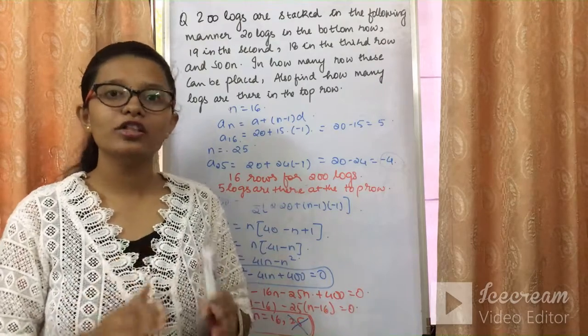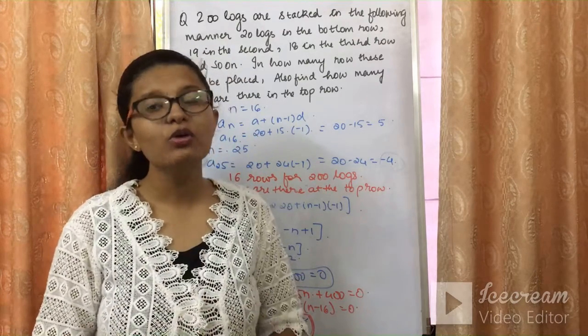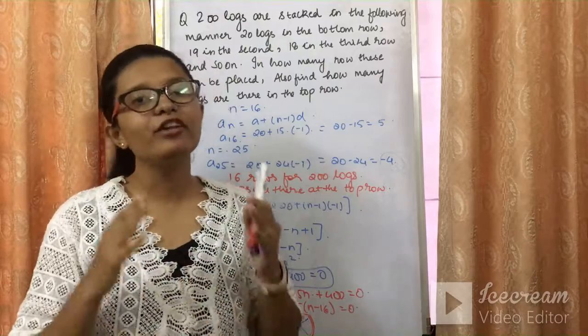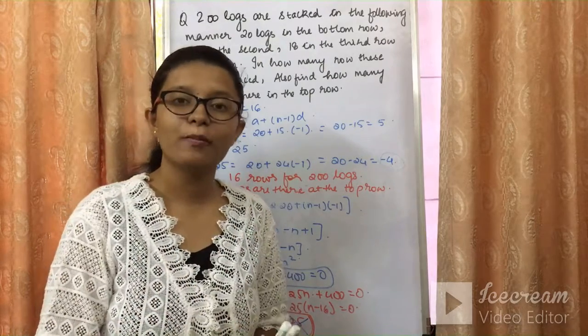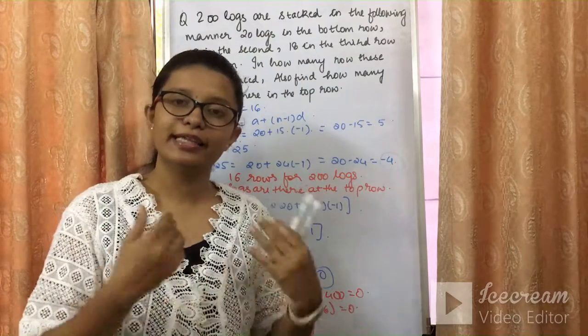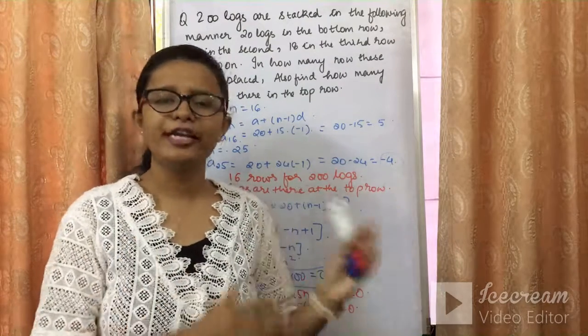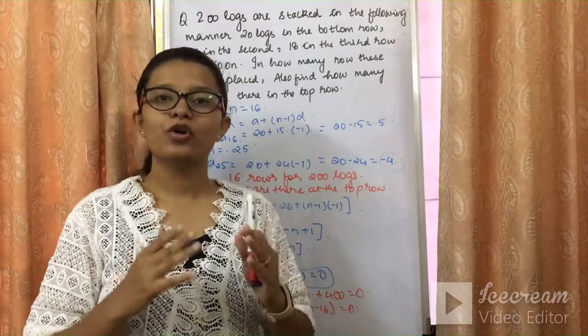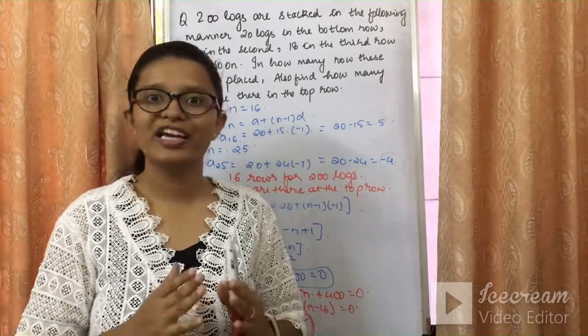So I hope all the 4 sums must be clear to you, and how we can applicatively apply the Sn terms formulas over here, and how we can see the combination of Sn terms and the nth terms, which we have already done in the previous videos. So I hope the arithmetic progression must be clear to you all.